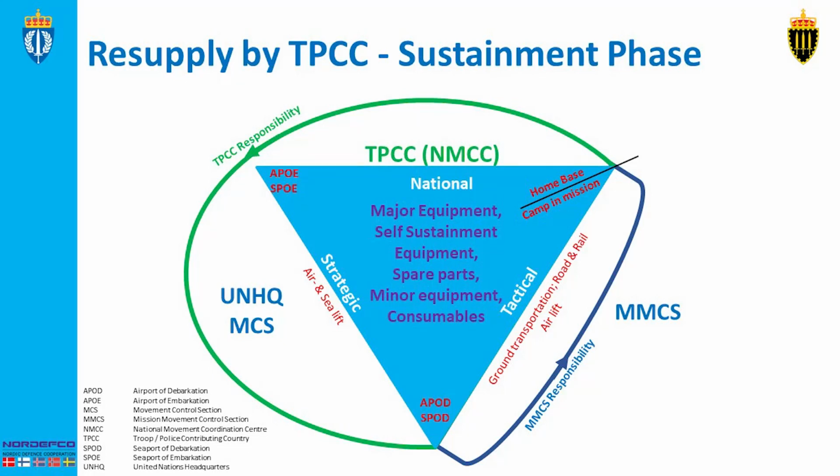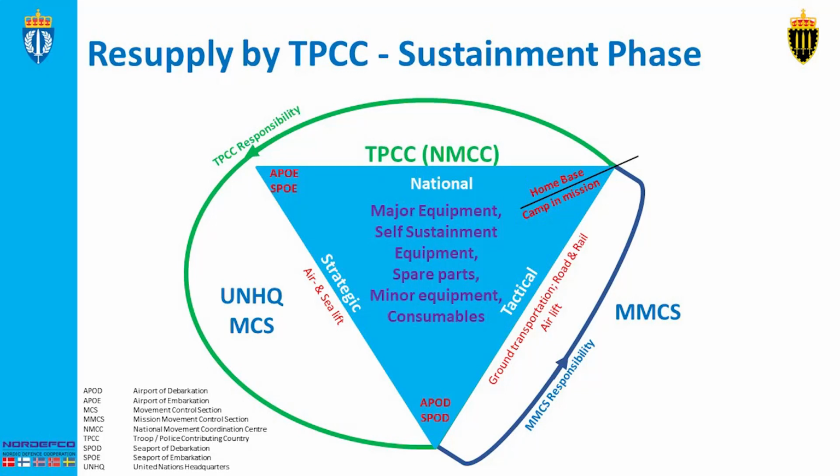Troop or police contributors are responsible for both rotation of own equipment and resupply of own equipment, including any spare parts, minor equipment, and consumables, from the home base to the seaport or airport of debarkation in the mission area. Troop or police contributors have all different solutions for how to resupply their units, everything from regular supply and transportation by air, sea, or road to procurement locally.